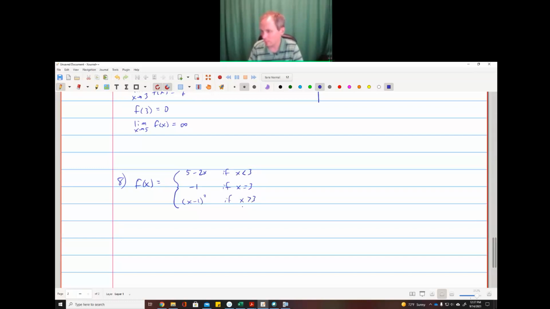Okay, we want to look at, is this function continuous at x equals 3? So I'm going to write down our definition of continuity. So we kind of have 3 conditions. We need that the limit exists. Second, that the function value exists. And third, that the two match.